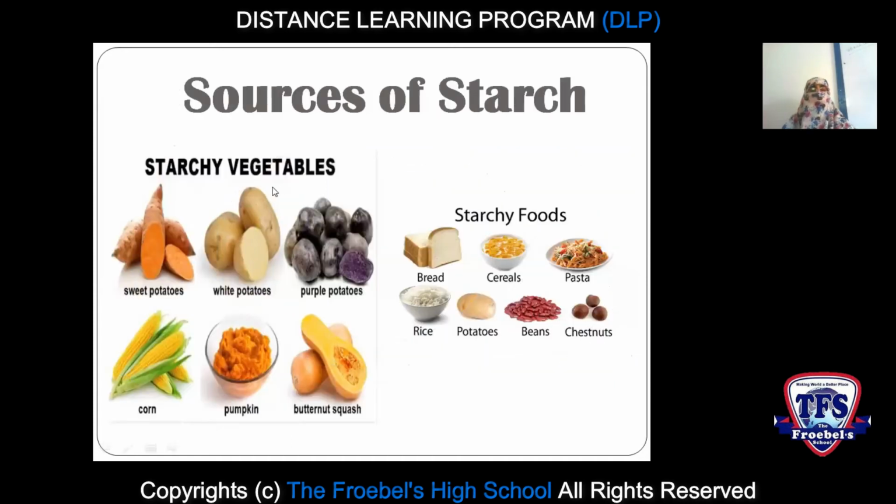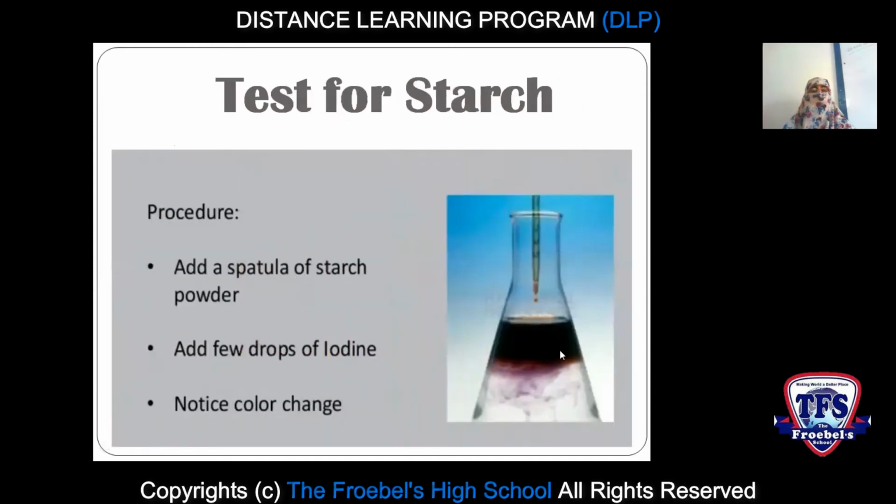Next is test for starch. For testing starch, you must know about the sources of starch. All kinds of potatoes are a good source of starch. Corn, pumpkins, butternut squash are good sources of starch. And cereal, bread, pasta, chestnut, and rice are also good sources of starch.